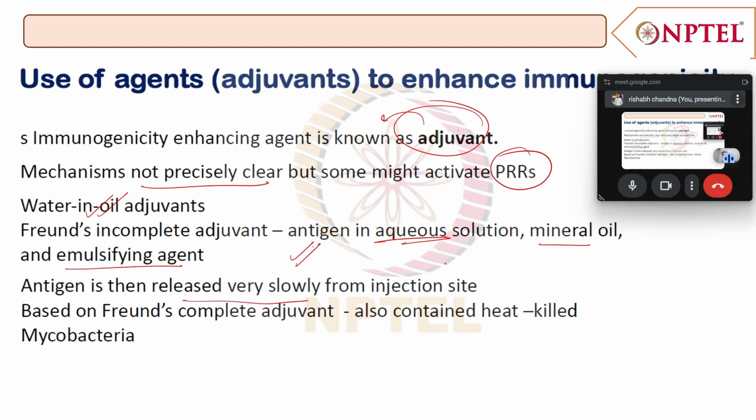Okay, and then we have the second one, that is Freund's complete adjuvant. That means they have the heat-killed mycobacteria. So the incomplete ones are basically the emulsifying agents that will help in slow release of the particular antigen, while the complete adjuvant would contain the heat-killed mycobacteria. Okay, so that would actually enhance the immunogenicity.